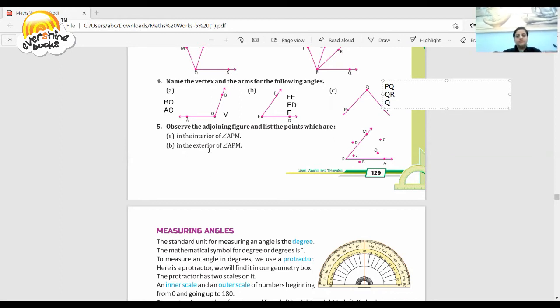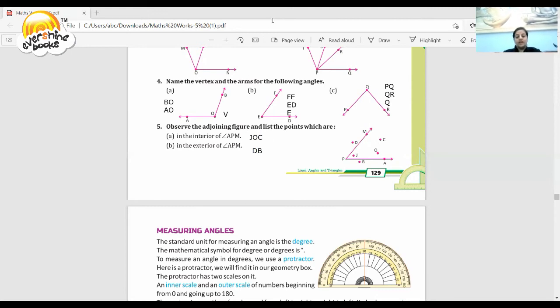Now, observe the following adjoining figure and list the points which are interior. Interior means inside. So they are J, O and C. What are exterior? Those that are outside the angle, that is D and B.